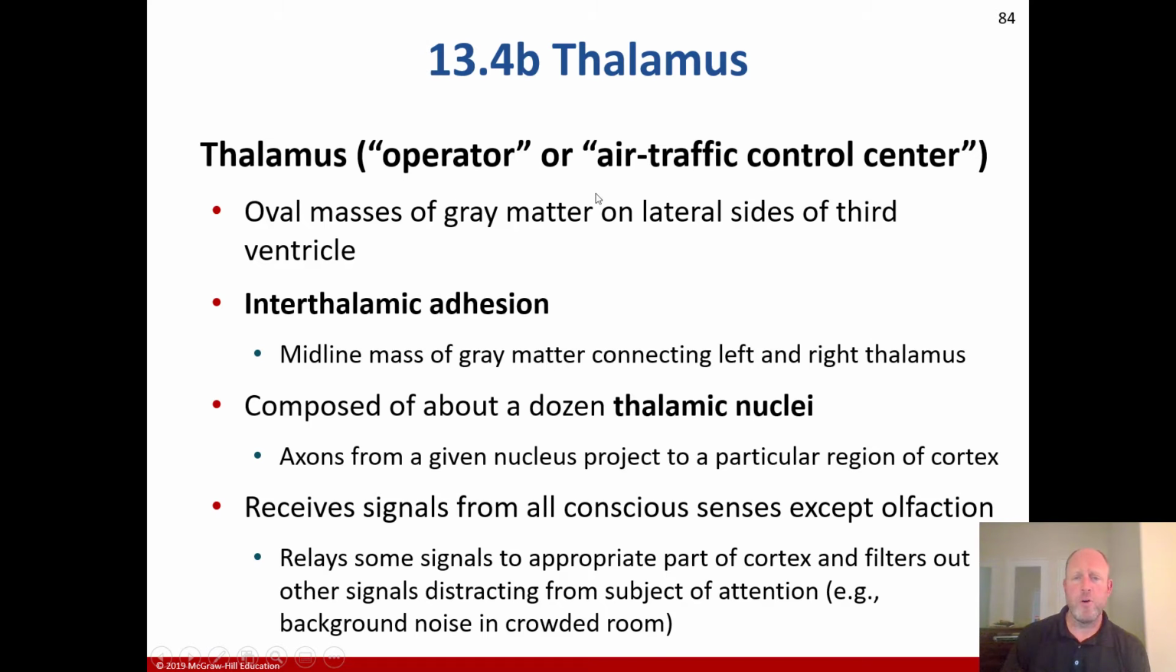Our thalamus is like our operator or our air traffic control center. They're the oval masses of gray matter on the lateral sides of the third ventricle. Interthalamic adhesion is the midline mass of gray matter connecting the left and the right thalamus. It's composed of about a dozen thalamic nuclei. The axons from a given nucleus project to a particular region of the cortex. The thalamus receives signals from all conscious senses except olfaction, except for the smell there. It relays some signals to the appropriate part of the cortex and filters out other signals distracting from the subject of attention, like background noise in a crowded room.